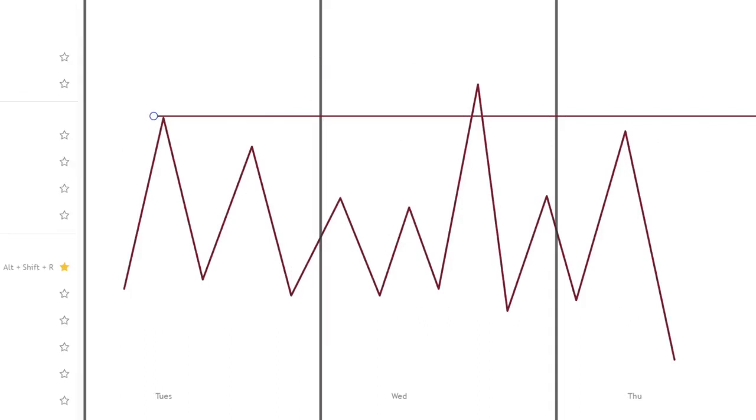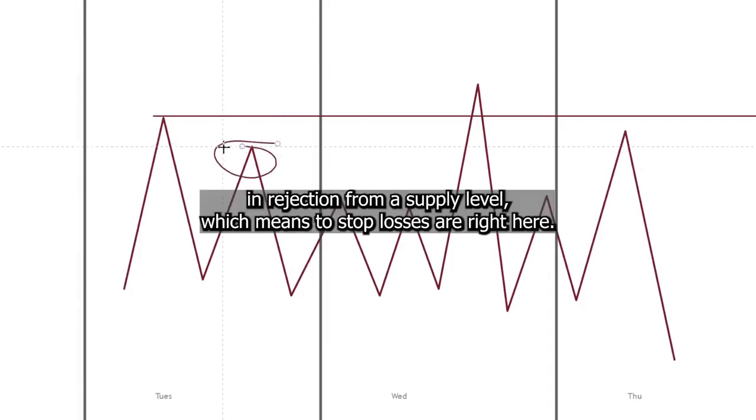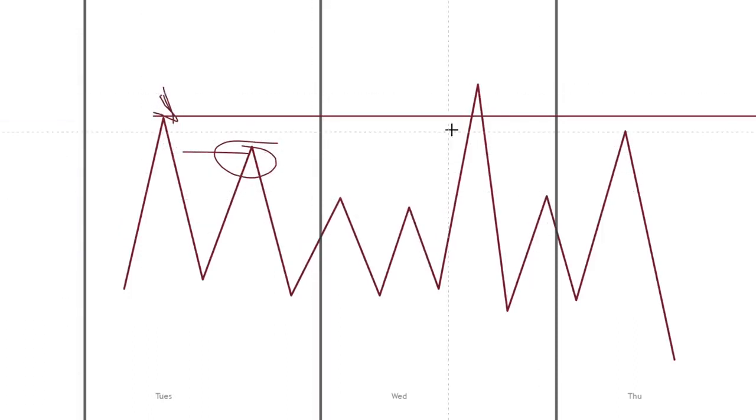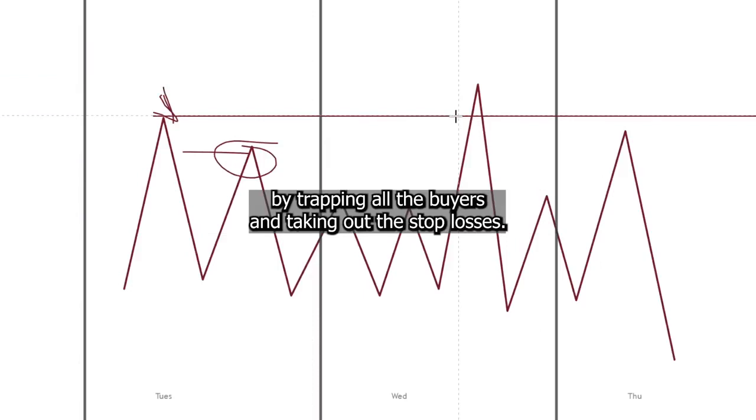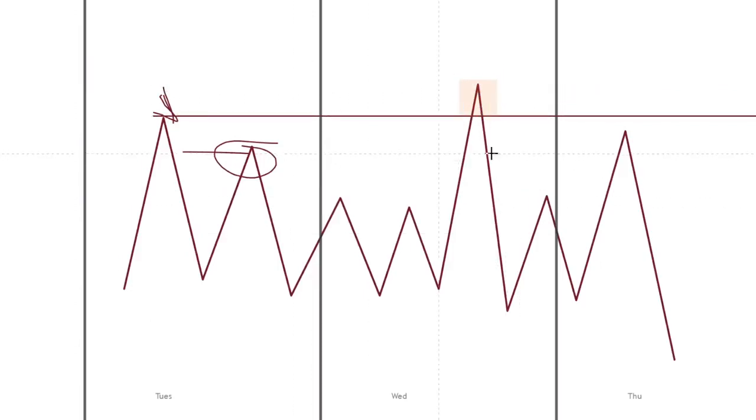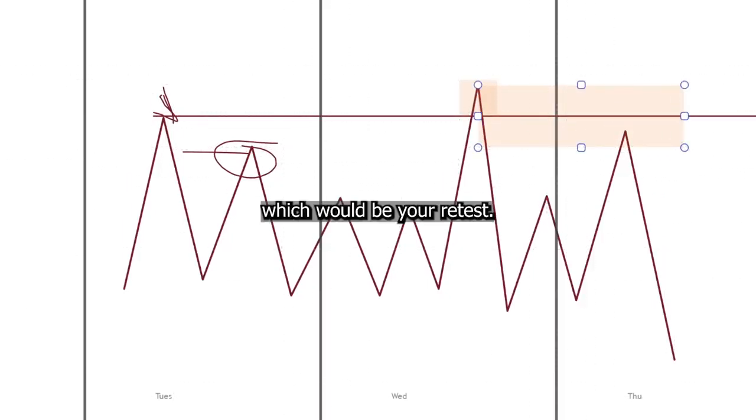So we had a rejection right here, a rejection from a supply level, which means the stop losses are right here. Price takes this level out by trapping all the buyers and taking out the stop losses. And this would be your return to origin, which would be your retest.